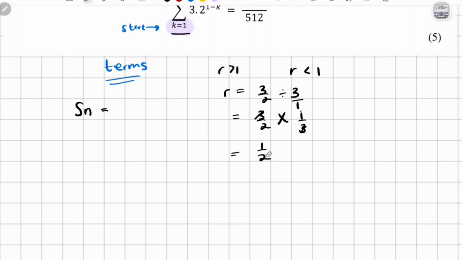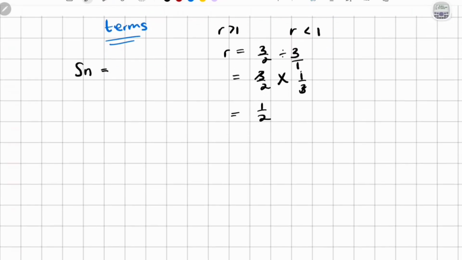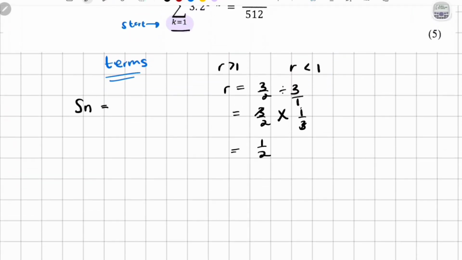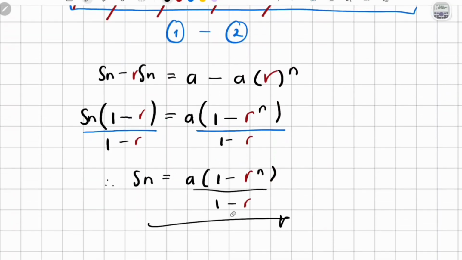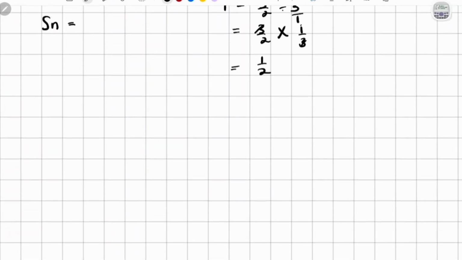So now that we have that, you see that this is a situation where r is less than 1. So I'm going to use the one where r is less than 1, which looks like this. And surprisingly, it is what we just proved. Remember that we had to prove this. This is the situation where r is less than 1. Where r is greater than 1, you would see that r to the power of n would come before the 1. They would just swap really. So that's what our formula is going to look like.